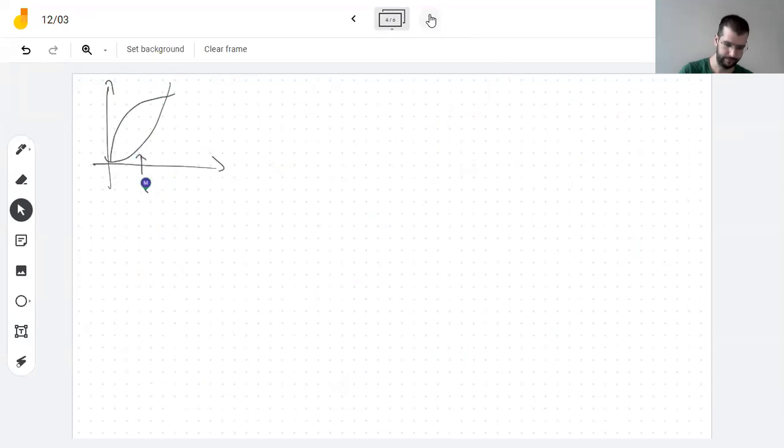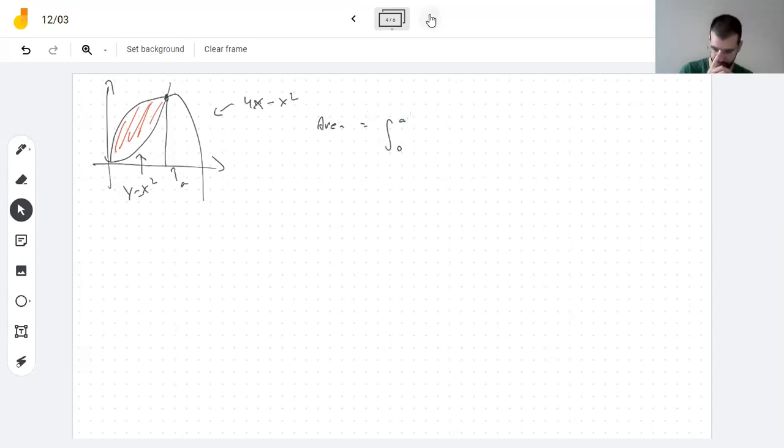So the area I'm looking for is the integral of the one on the top minus the integral of the one on the bottom. So, those integrals are not very difficult. The main problem is I don't know what the bounds are. I need to find this point.